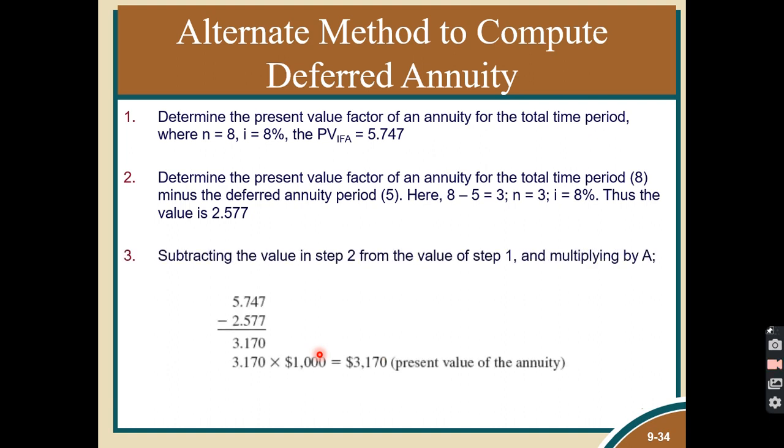So there is another approach. Again, I do not like this approach because it's basically complicated. What they wanted you to do is to compute first the total present value annuity for 8 years and then compute the present value for 3 years and then deduct it. Why 3 years? Because you are not going to receive cash flows for the first 3 years. So we are going to deduct that from the total present value, and you will get the present value annuity for the remaining 4 years. So you will get the same answer, but this is more complicated.